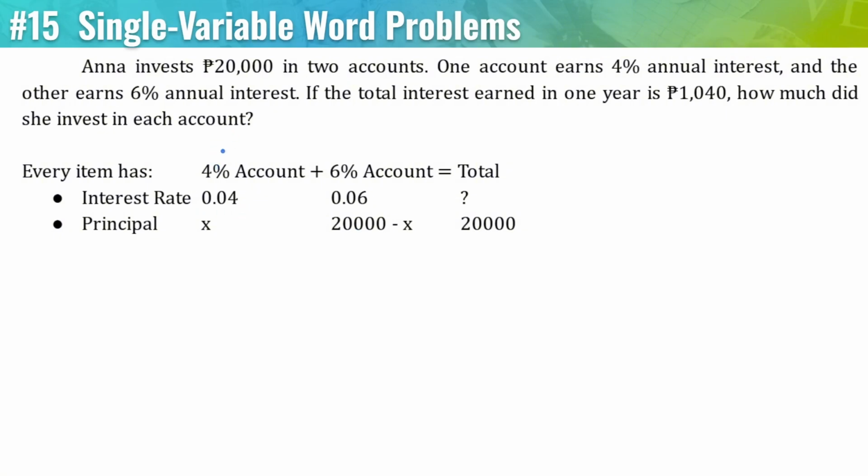4%. When you see percent, it means per 100. So 4 times per 100 is going to be 0.04. 6 times per 100, or simply 6 over 100, is going to be 0.06. What we need to know here is that we don't know the interest rate of the total, but we do know that we are looking for the interest earned. So the interest earned in 1 year is going to be 1,040.